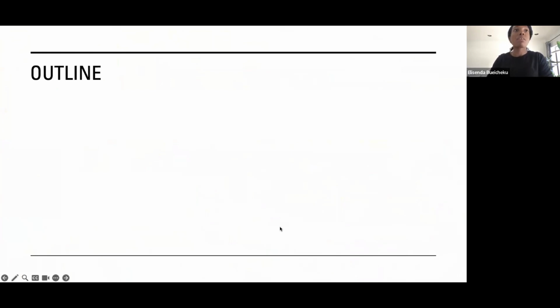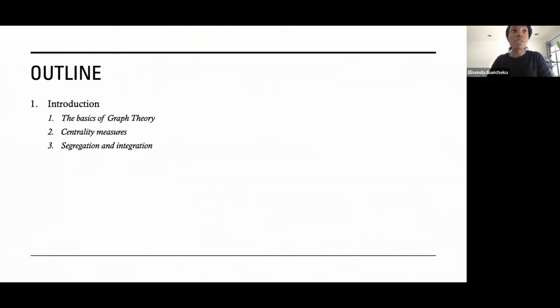So I will start talking about the basics of graph theory, and then some of the measures that we use, which are very focused on centrality, segregation, and integration. I will be mostly focusing on that, but graph theory is very broad, and you can, of course, use many measures to apply to your neuroimaging studies. Then I will talk about multimodal integration. And finally, I will present a couple of projects that we are doing in aging and Alzheimer's disease.